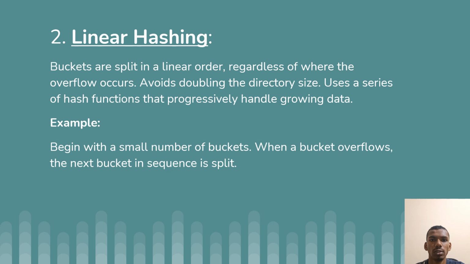Number 2 is linear hashing. Buckets are split in a linear order regardless of where the overflow occurs. It avoids doubling the directory size and uses a series of hash functions that progressively handle growing data. Example, begin with a small number of buckets. When a bucket overflows, the next bucket in the sequence is split automatically.